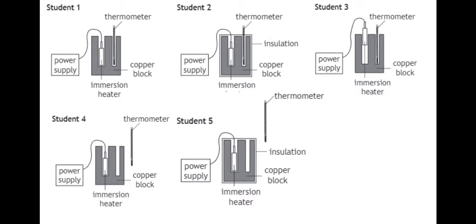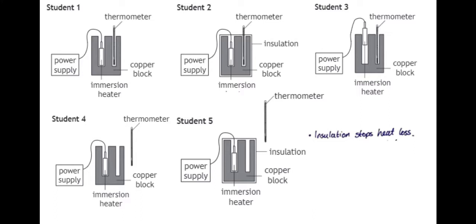what have we got going on here? We have 5 different setups. Some of the setups have insulation wrapped around the copper block. Insulation will stop heat being lost to the surroundings and will stop the heater from heating the air around about the block, which means there would be a more efficient transfer of heat into the block. So that would improve it. So student 2 and student 5 have that.